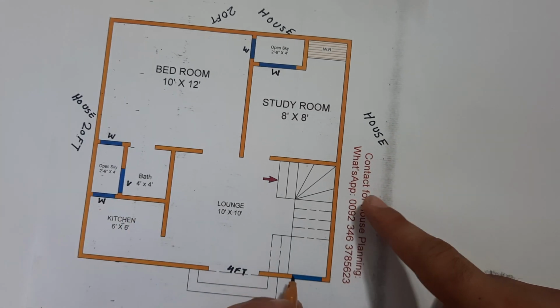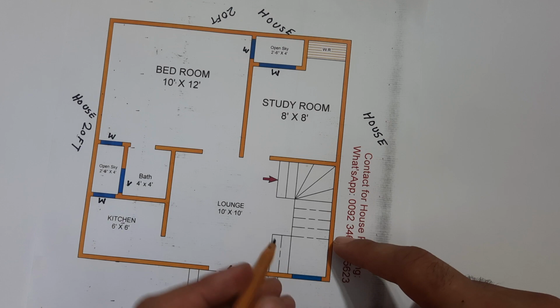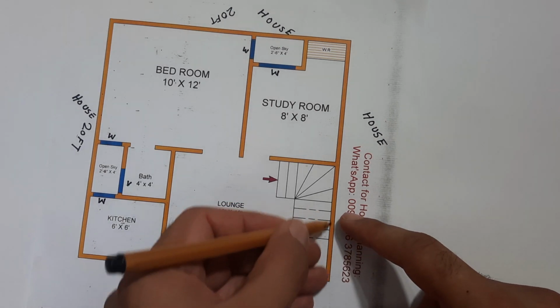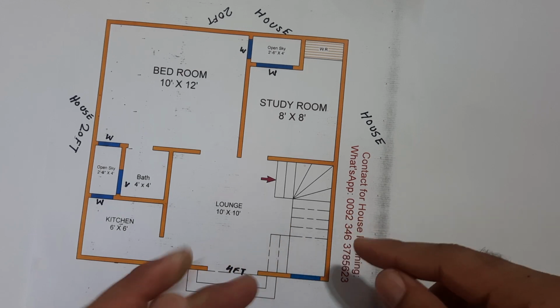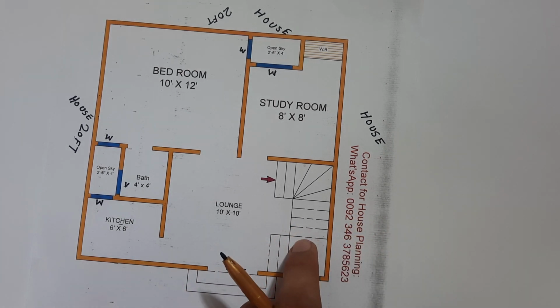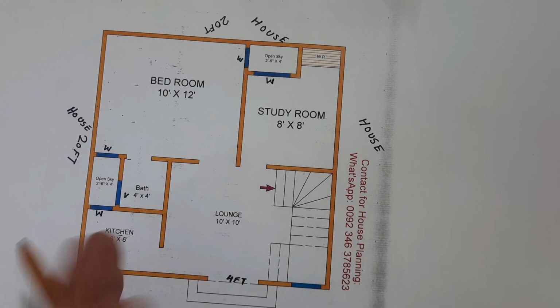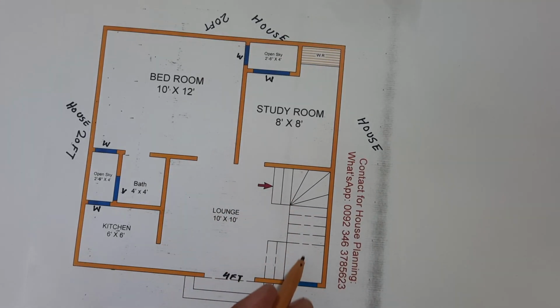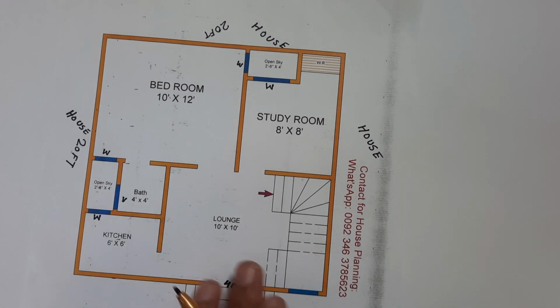Next guys, you can see here under this staircase also we have a general bath, which size is 3 feet by 4 feet or 3 feet by 5 feet you can keep. Also under this staircase you can also design or make the powder room, okay, under this staircase. So you can provide also here a general bath, also a powder room.